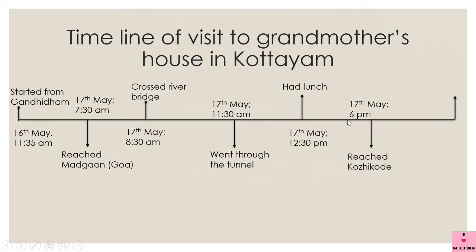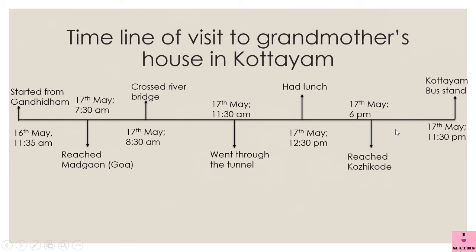On 17th May at 6 p.m., she reached a place called Kozhikode. And on 17th May at night at 11:30 p.m., she reached the Kottayam bus stand. So this was all about her journey and events which were significant for her. So this is the timeline, and this timeline shows at what time which event took place. Same kind of timeline is drawn to show important events in the history and at other places.